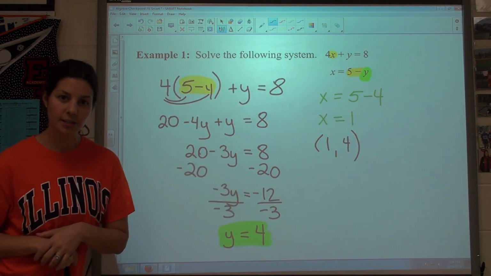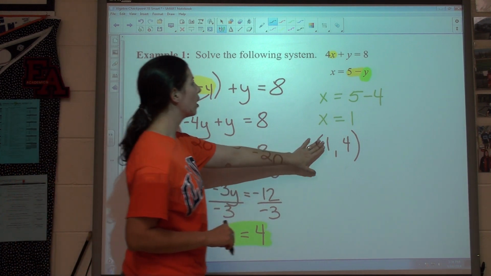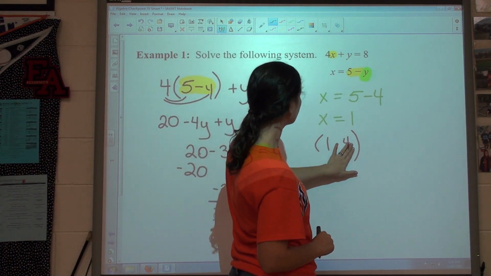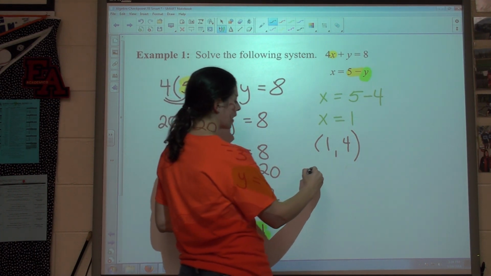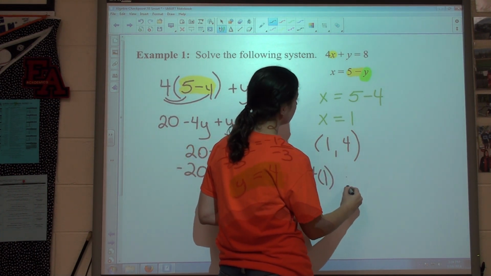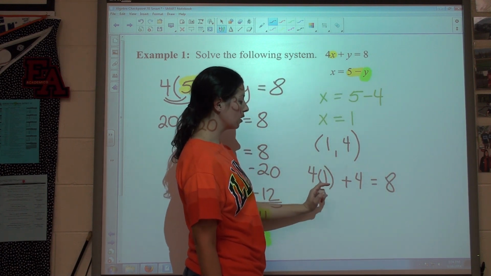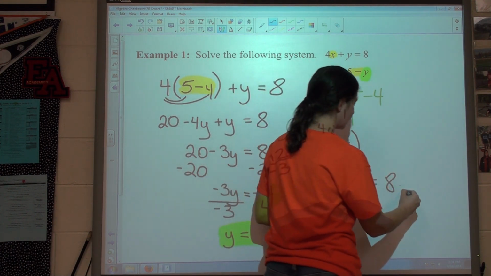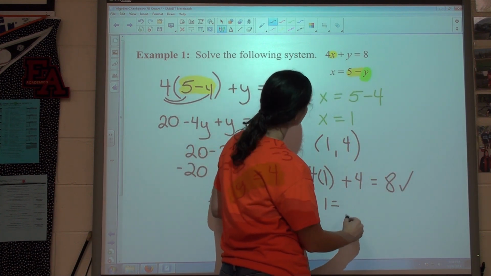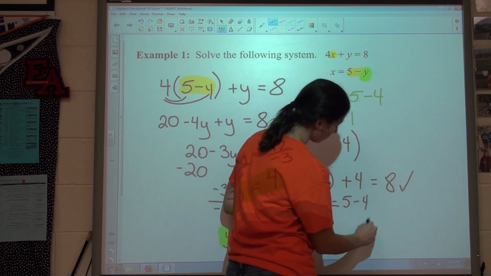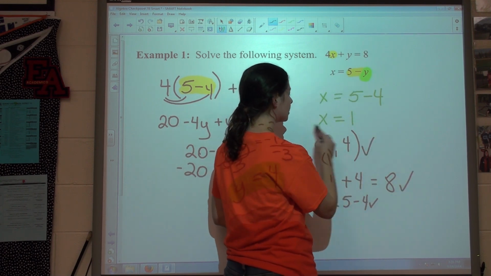Now the last step you need to do, which many students forget, is to check your work. So we're going to plug 1 in for x for both of these, and 4 in for y for both of these, and see the answer that we get. So I have 4 times 1 plus 4, and we want to see if that gives me 8. 4 times 1 is 4, plus 4 is 8. So you can go ahead and just give yourself a check mark. Then we have 1 equals 5 minus 4. 5 minus 4 is 1, so I can give myself a check mark. So we know this one is the answer.